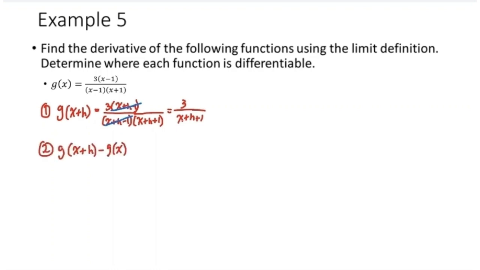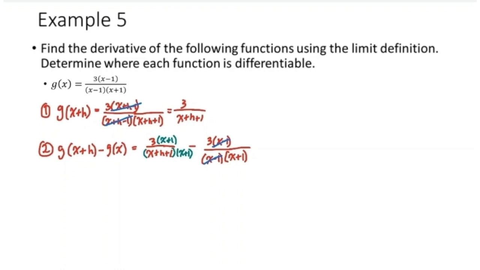Now that we have g of x plus h, we'll move to step 2, finding g of x plus h minus g of x. So we'll take our results from step 1 and subtract our original function. Notice that in our original function, we have x minus 1 as a common factor, so we'll cancel them out. Now from there, to subtract fractions or rational expressions, we do need a common denominator. If we take a look at the first fraction, we do not have x plus 1 as a factor of the denominator, which we do see as a factor of the denominator of the second fraction. So we'll multiply top and bottom by x plus 1.